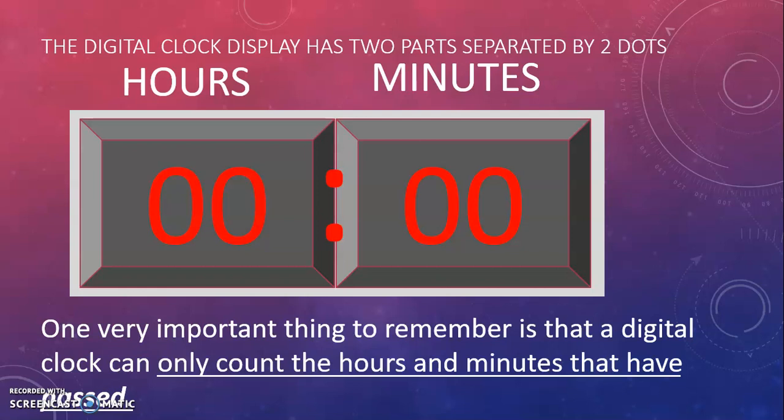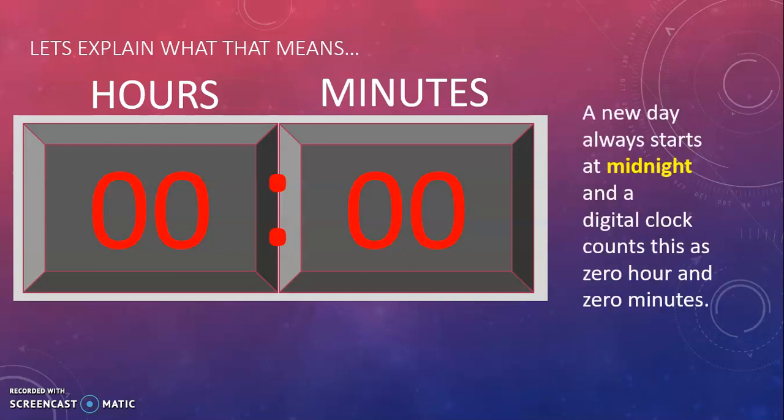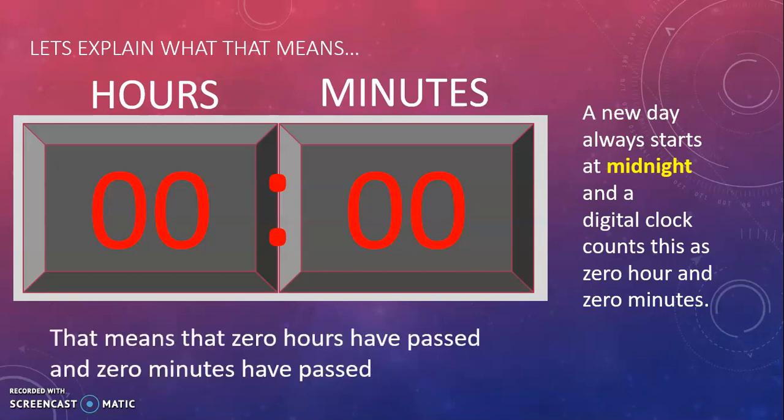Now that might sound confusing, so let's explain what that means. A new day always starts at midnight, and a digital clock shows this as 00 hours and 00 minutes. What that means is that 0 hours have passed and 0 minutes have passed in this new day, which has started at midnight.